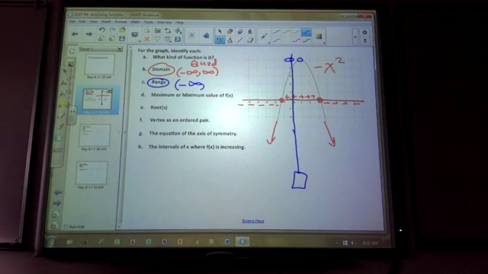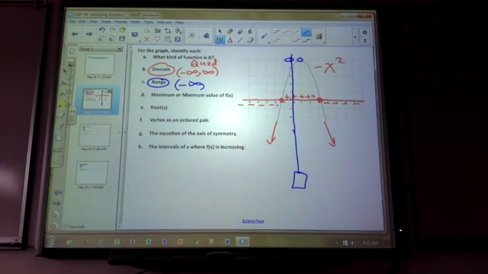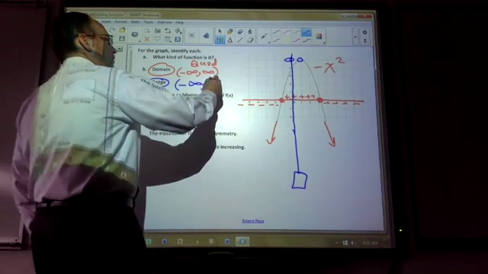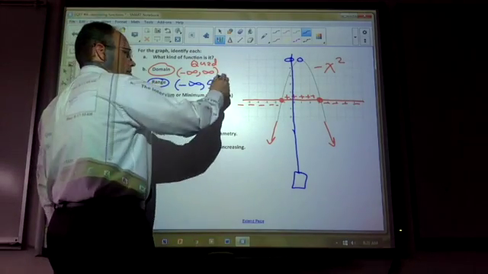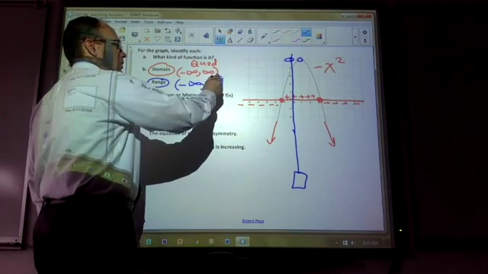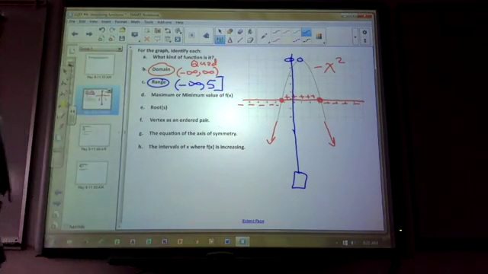So the range is going to go from negative infinity all the way up to what? Positive 5. And does it include that 5? Yes. It kissed that line, so it touched it once. Okay, so that's what our range is doing.